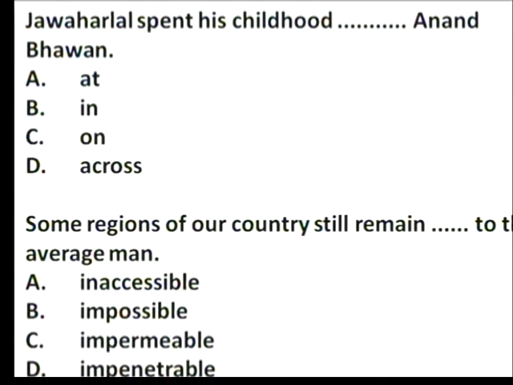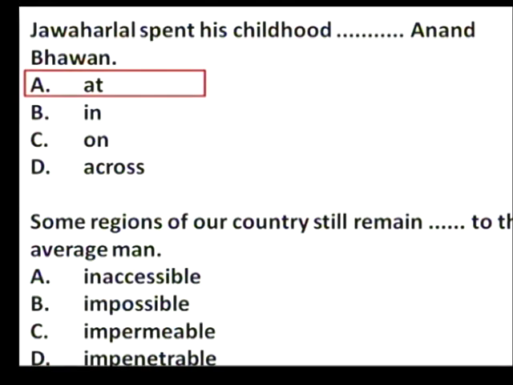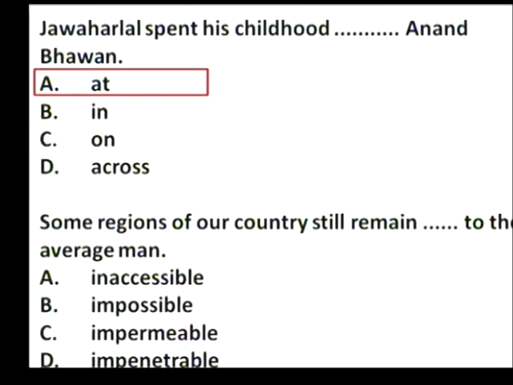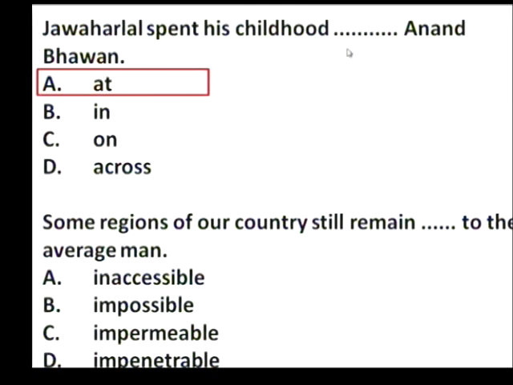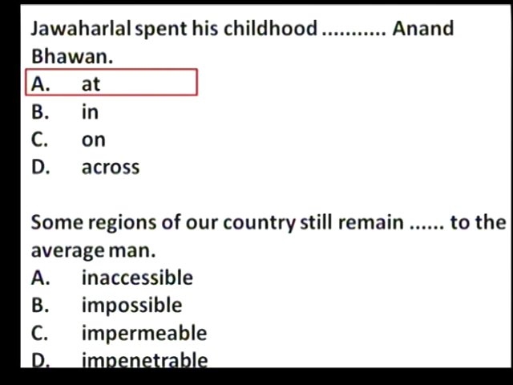Jawaharlal spent his childhood dash Anand Bhavan. So it should be at Anand Bhavan, in Anand Bhavan, on or across. The correct answer is at. Now you will use the word at, that's a preposition, because it's talking about one particular building or there is a specific name for it. You will use in if after the dash it's referring to a particular city. For example, he spent his childhood in Hyderabad, in AP, in India, in Asia. So for a larger place you will use in, otherwise you will use at.